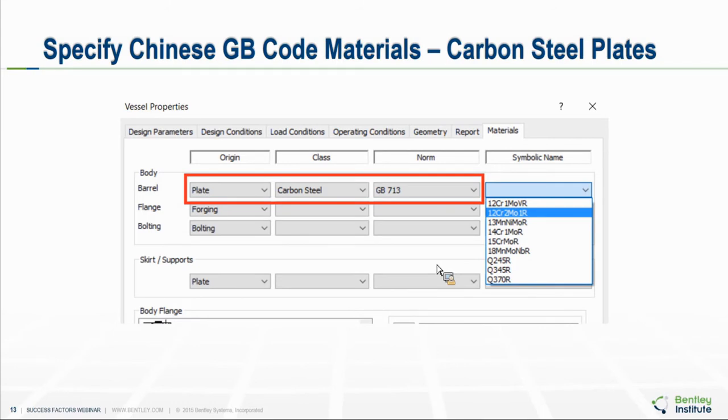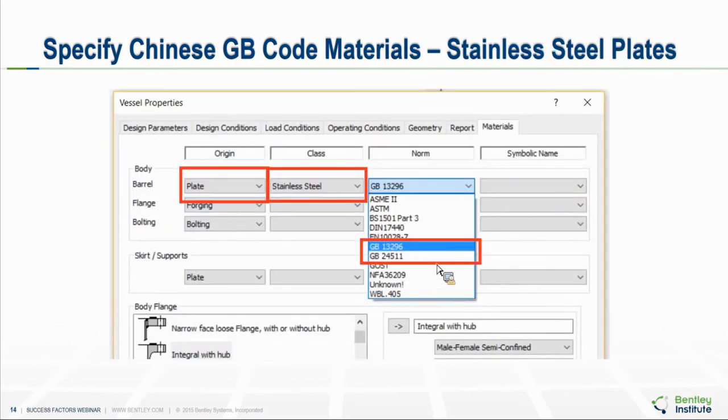There are not only GB 713, the norm, you can select various symbol names, basically the chemical composition: 12 chrome 1 moly, 12 chrome 2 moly, 13 manganese nickel steel, etc. You have options for even selecting stainless steel. So in the stainless steel section, you can select GB 13296, GB 24511.